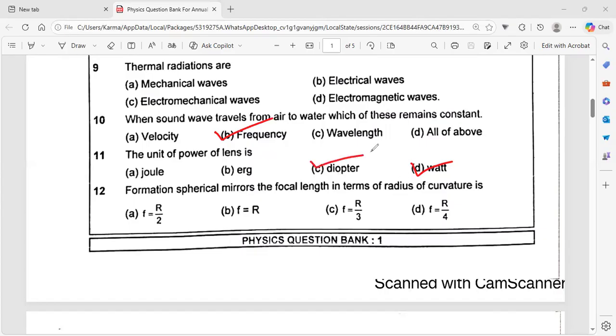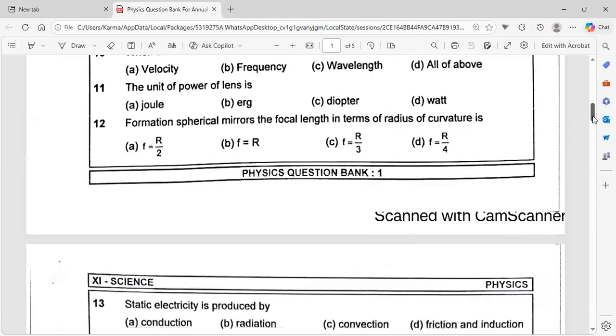Power of a lens is in diopter. The reciprocal of the focal length, which is expressed in meters, is called the power of a lens, and it is in diopters. For a spherical mirror, the relation is f is equal to R by 2.